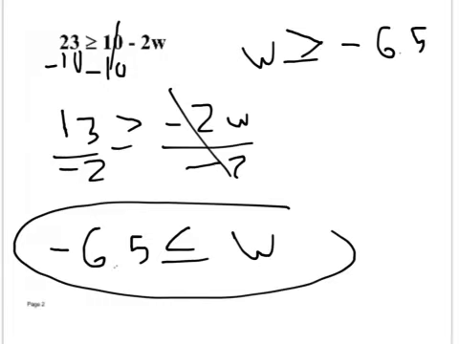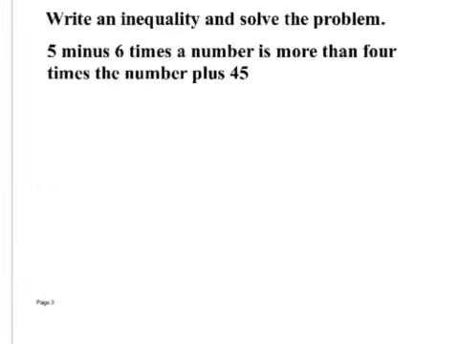So the book's answer will look like that. Write this down. 5 minus 6 times the number, so 6x, is more than. Remember, when we say "is," that's when we write our symbol. Look at your notes from yesterday. Which sign is that? Is the equal sign. But what's our inequality symbol that says "is more than"? This way. The greater than sign.